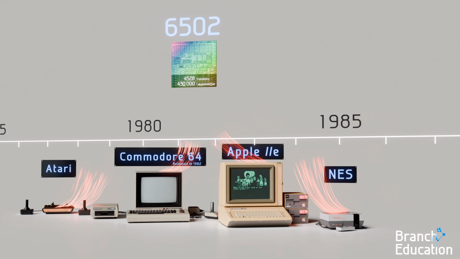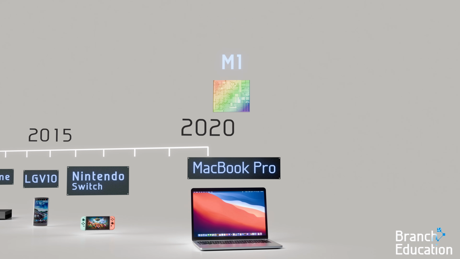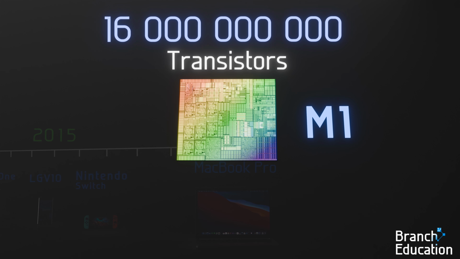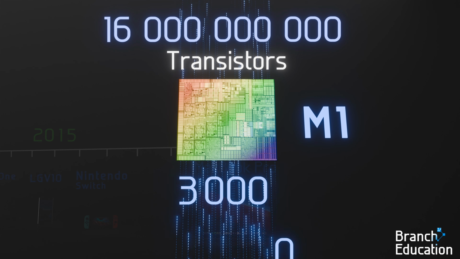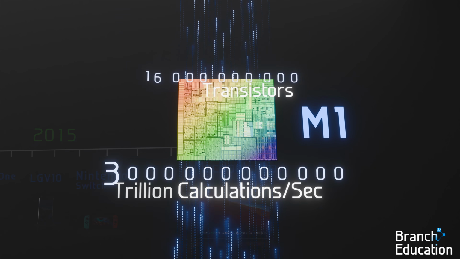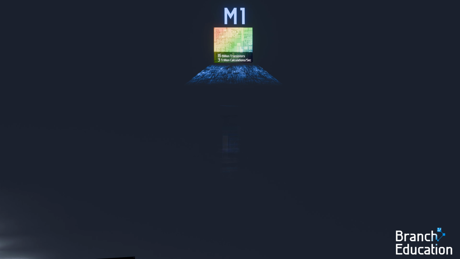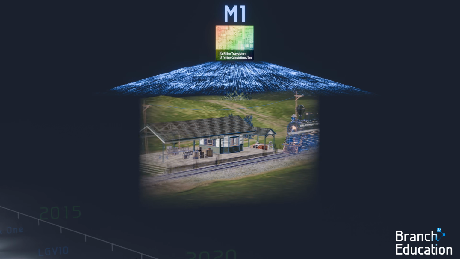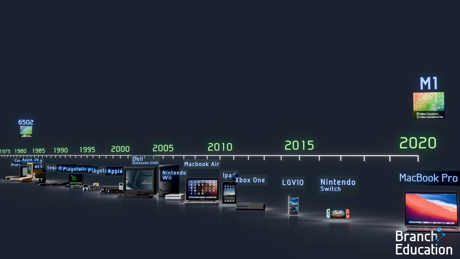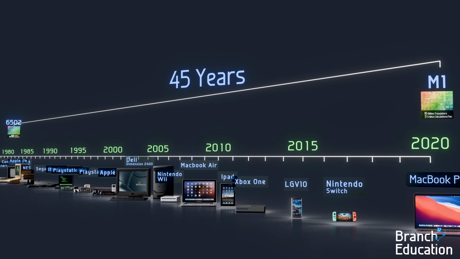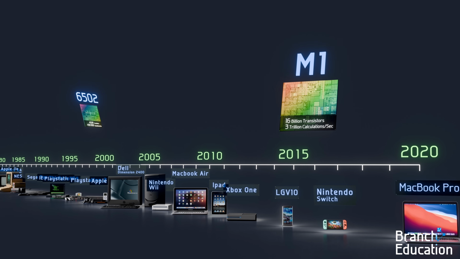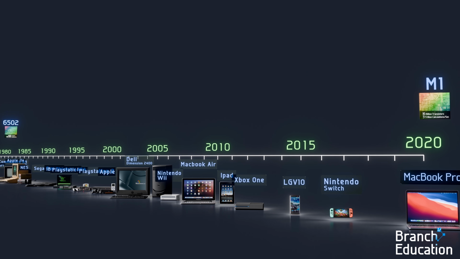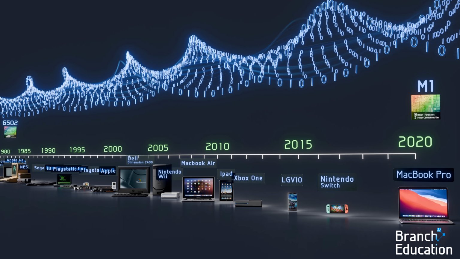Compare that to the MacBook Pro's M1 processor, which is built from 16 billion transistors capable of performing around 3 trillion calculations a second, thus enabling it to generate expansive 3D worlds with immersive graphics. Despite these two chips being released around 45 years apart, the underlying principles of how they work are rather similar. In a way, you can think of these devices as sharing a common section of technological DNA.